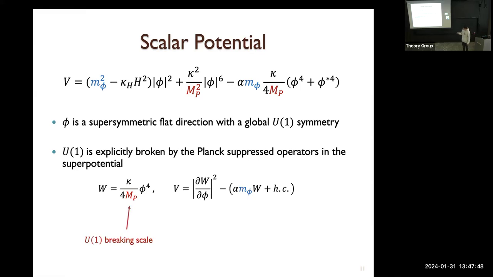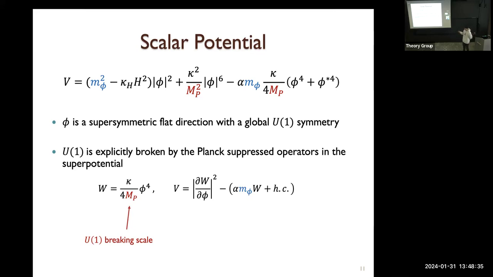Here, this M Planck, I consider this a U1 breaking scale, because in the renormalizable term, U1 should be conserved, but U1 can be broken with this M Planck from quantum gravity. Why is this a... you mean flat? This superpotential is not F flat. I'm going to explain how to get this potential. And this potential is flat because you are missing the phi to the 4 power, except this term, which is suppressed with M Planck. So the flat direction is lifted by the Planck suppression.